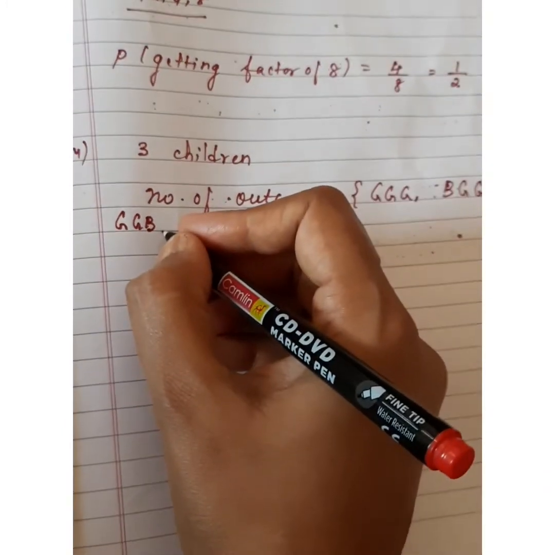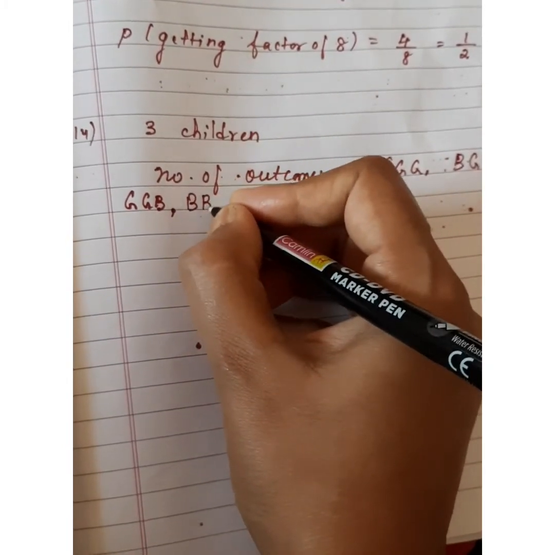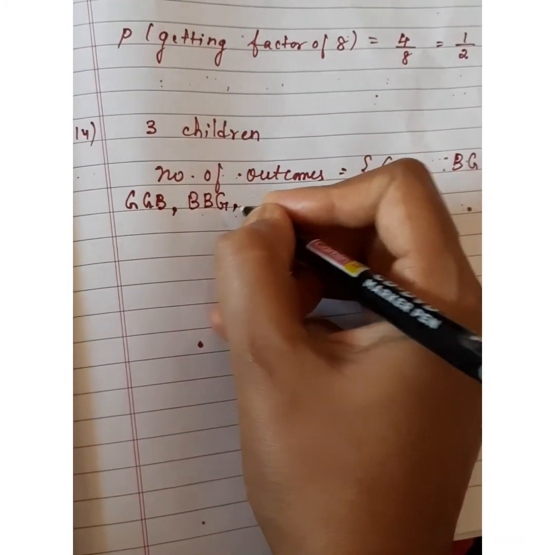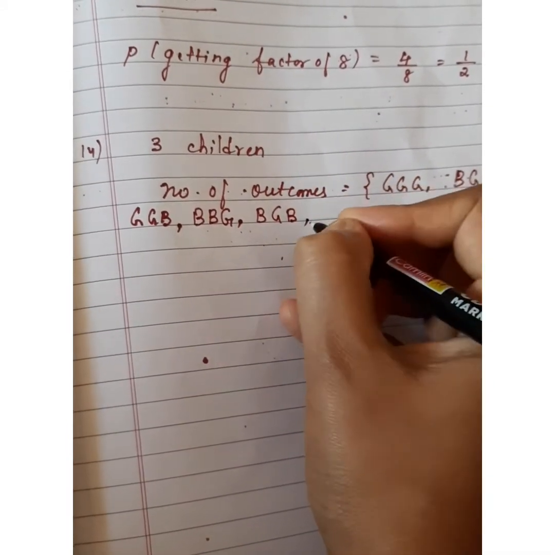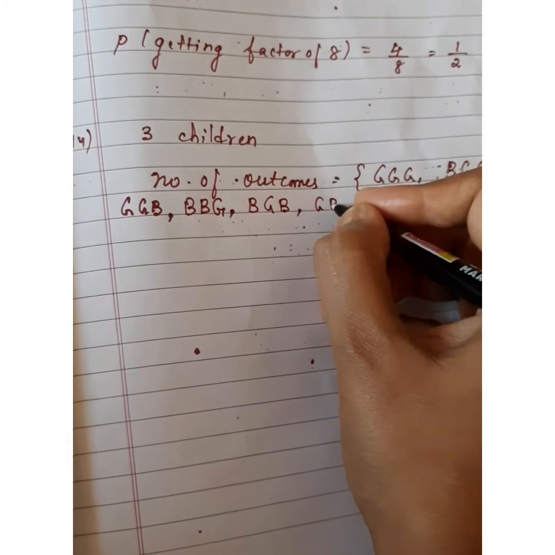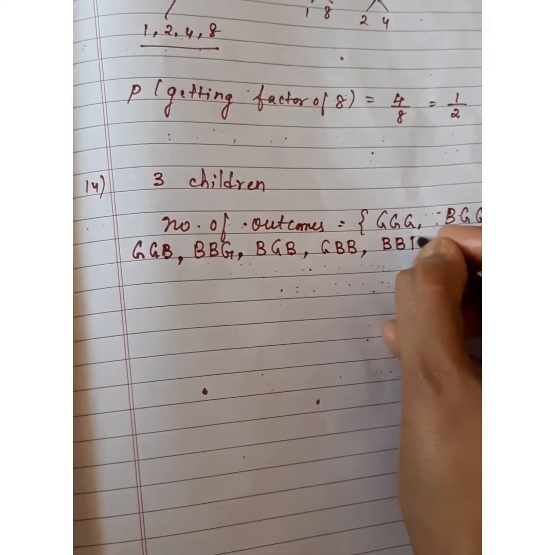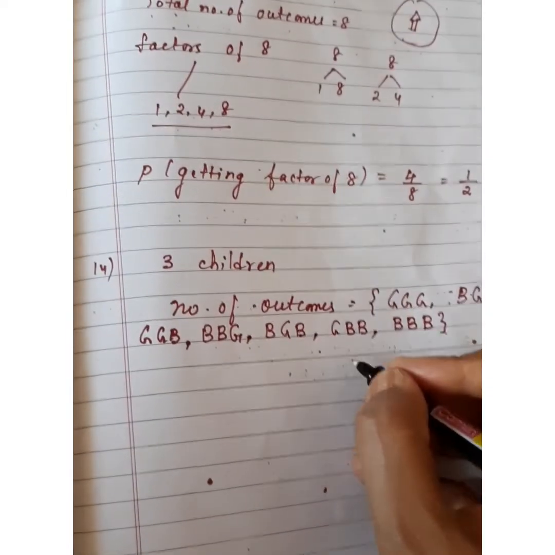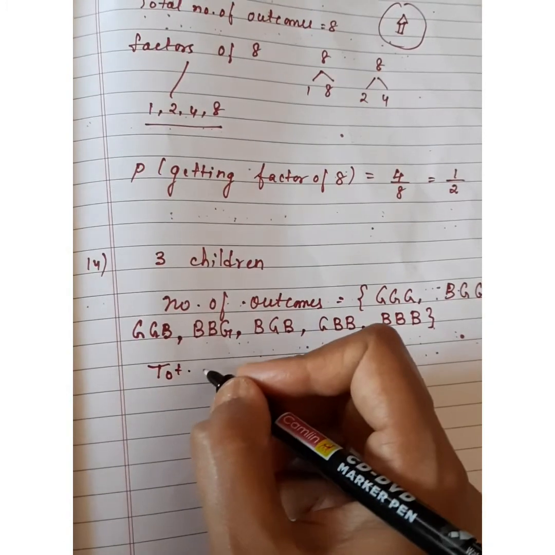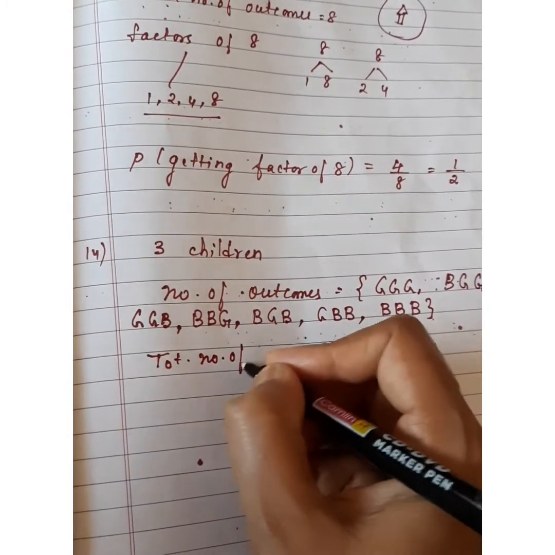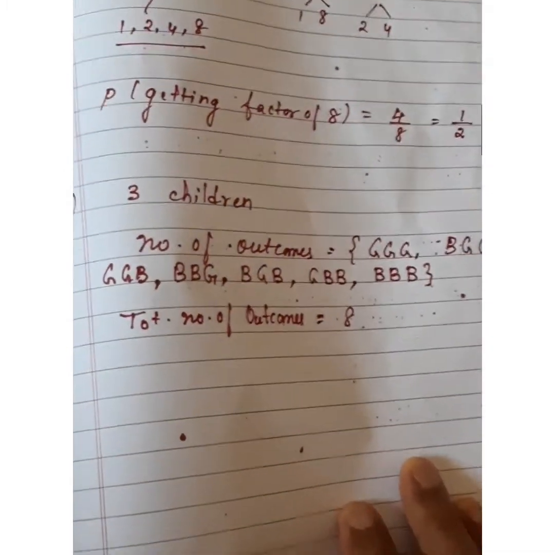Girl, girl, boy. Can be boy, boy, girl. It can be boy, girl, boy. Girl, boy, boy. Or all three boys. So these are the total possible 8 outcomes if a family is having 3 children. Total number of outcomes is equal to 8.